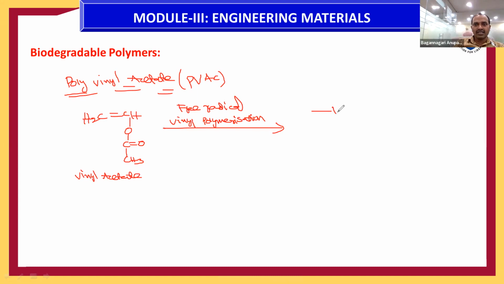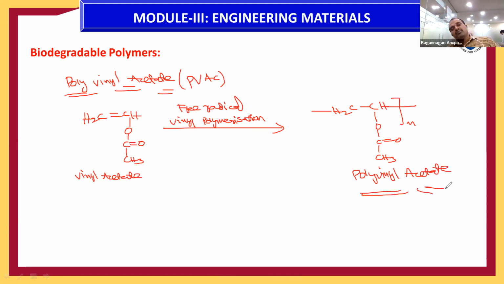We get the H2C-CH repeating n times, with O-C(=O)-CH3. So this is called polyvinyl acetate. How to prepare the polyvinyl acetate? Polyvinyl acetate is prepared from vinyl acetate by free radical vinyl polymerization. That gives us polyvinyl acetate. All the students, write down this structure and the polyvinyl acetate preparation. Make it fast.